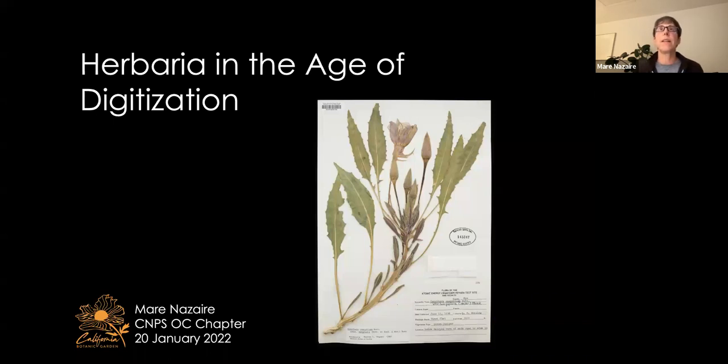But I really just want to talk about herbaria and digitization efforts among herbaria, but more so with the emphasis of California Botanic Garden's efforts in digitization, well, probably since the 90s. But more recently, some of the digitization efforts that we've been doing in recent years.